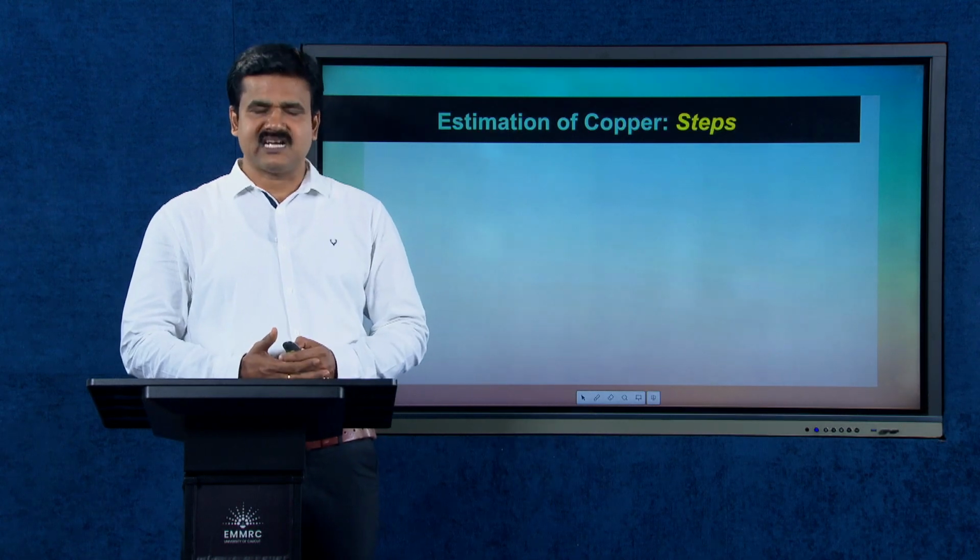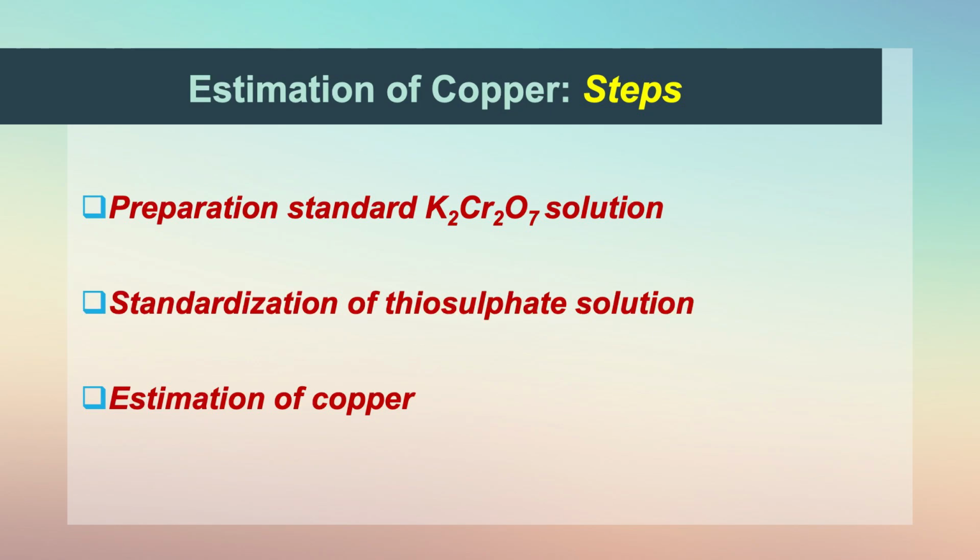Now, these are the consolidation of various steps for the estimation of copper. The first step is the preparation of a standard potassium dichromate solution. The second step is the standardization of sodium thiosulfate using potassium dichromate. And the last step is the estimation of copper using the standardized sodium thiosulfate.